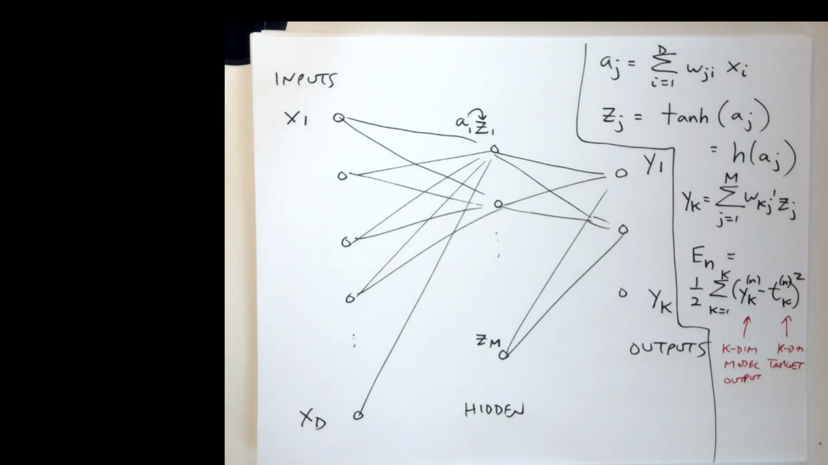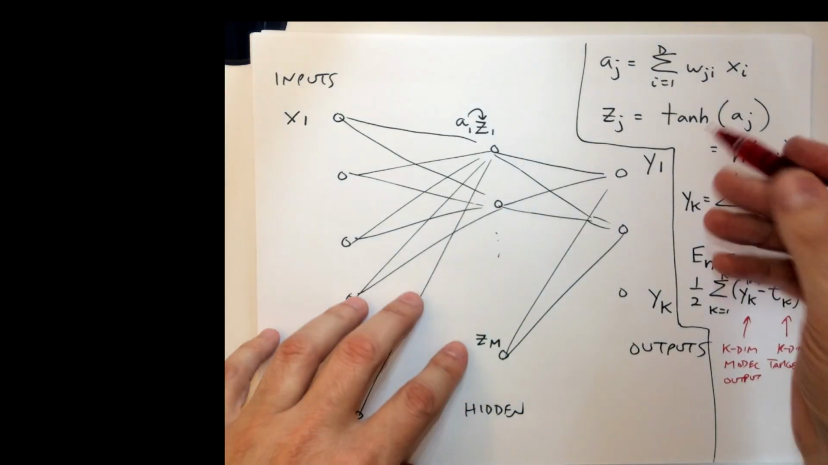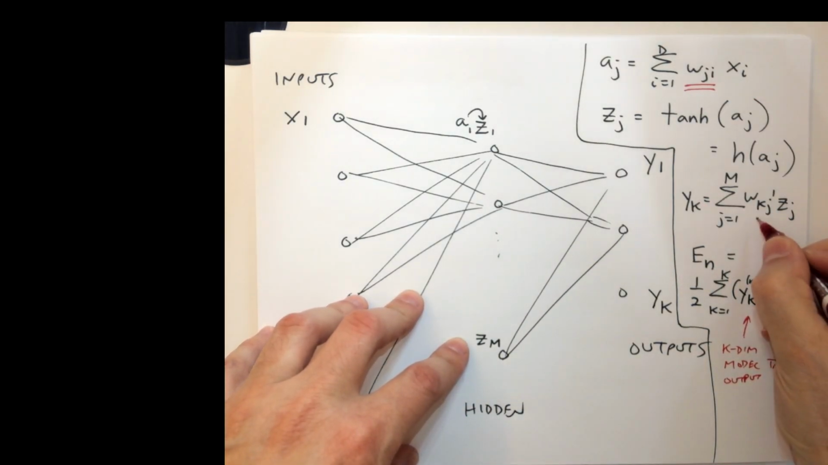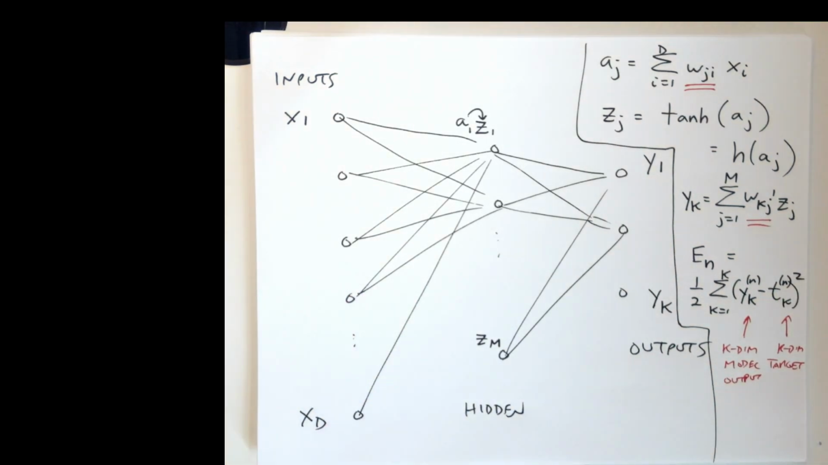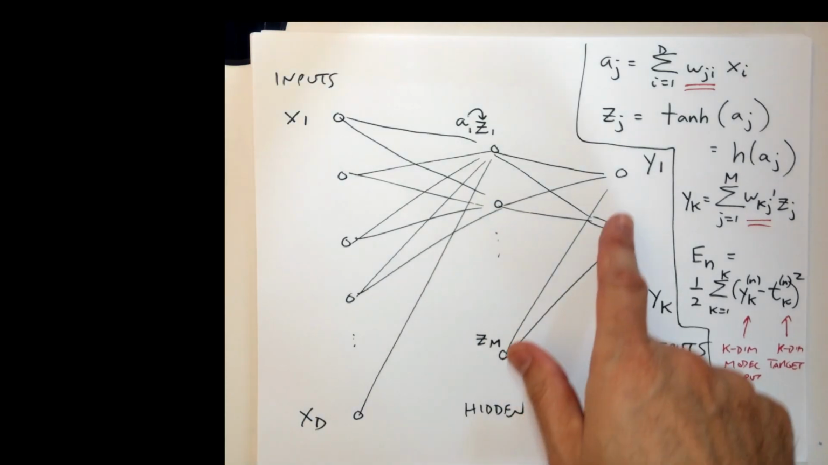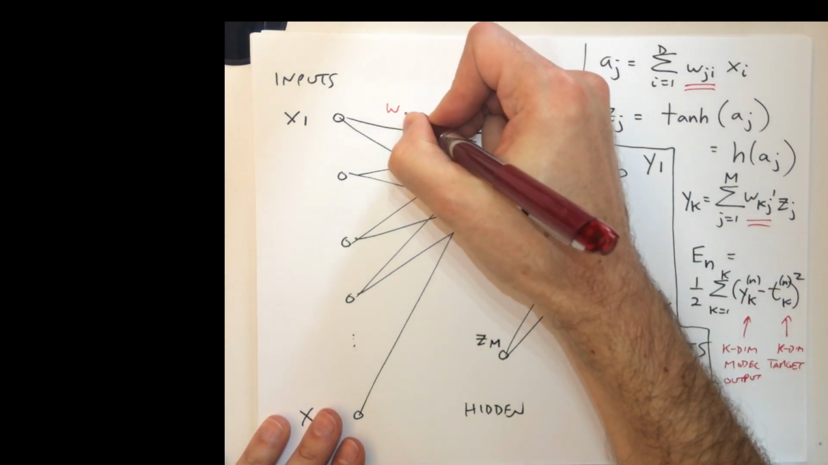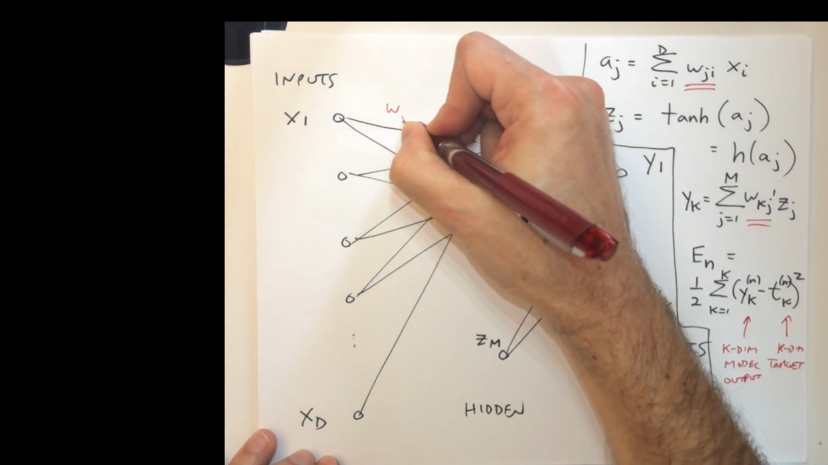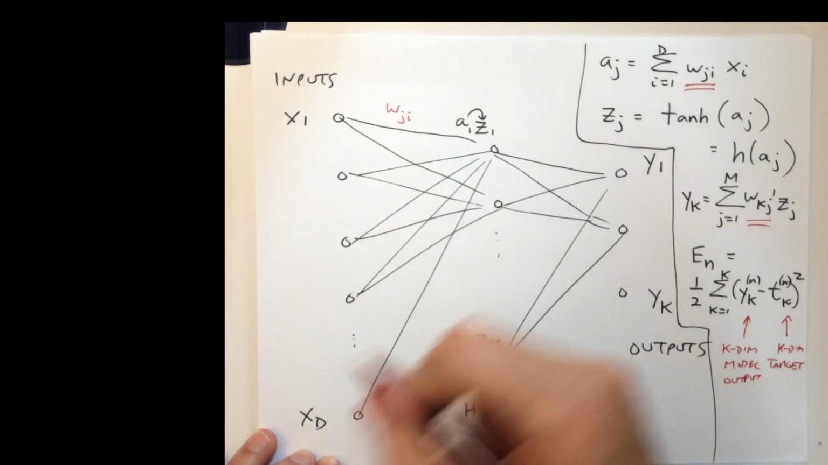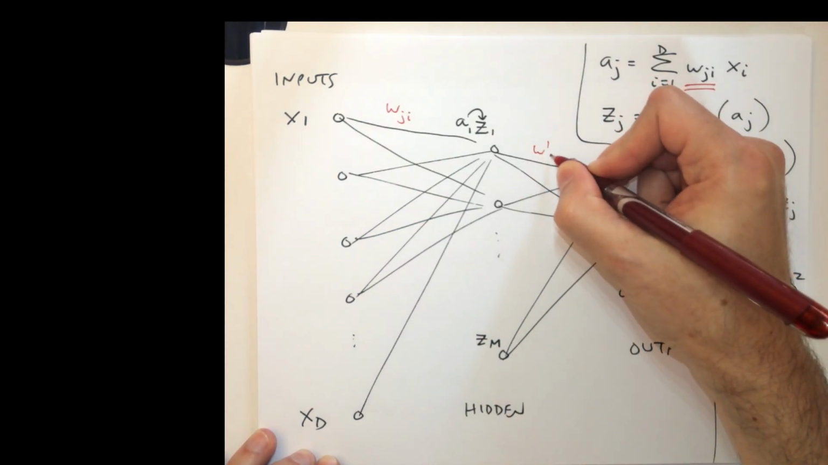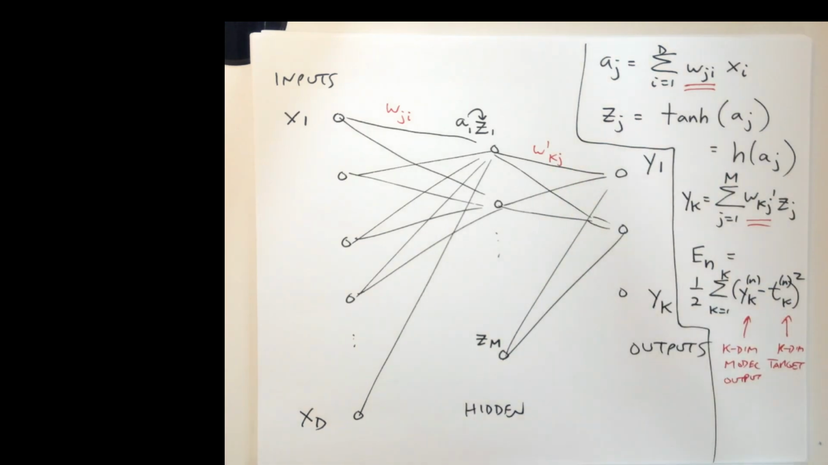So now what I need to do is think about how do I take the derivative of this e with respect to the things that I don't know, which are these weights, right? So I have these w's and these w's that I need to minimize over, right? And so it should be pretty clear that it's not too hard to think about, right? So here, the wji's are kind of the first layer of the network, and the w prime kj's are the second layer of the network, right?